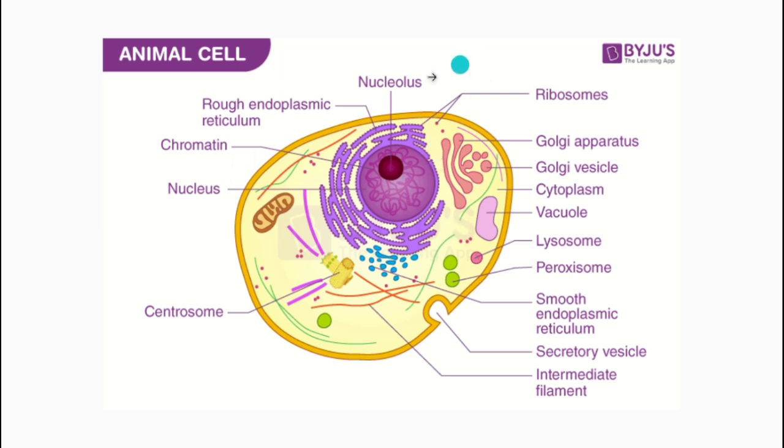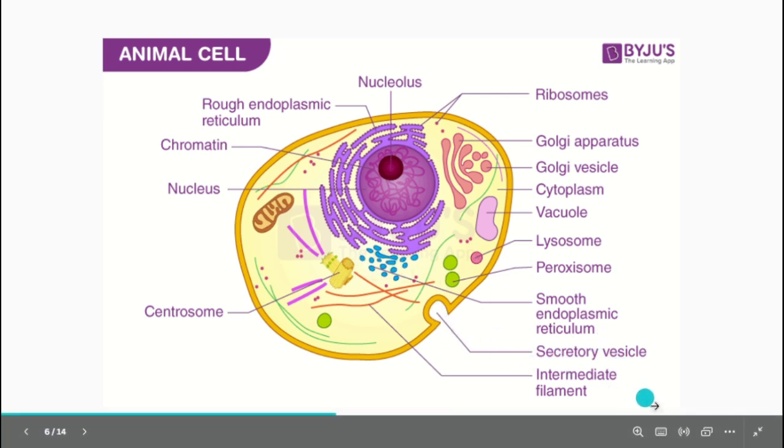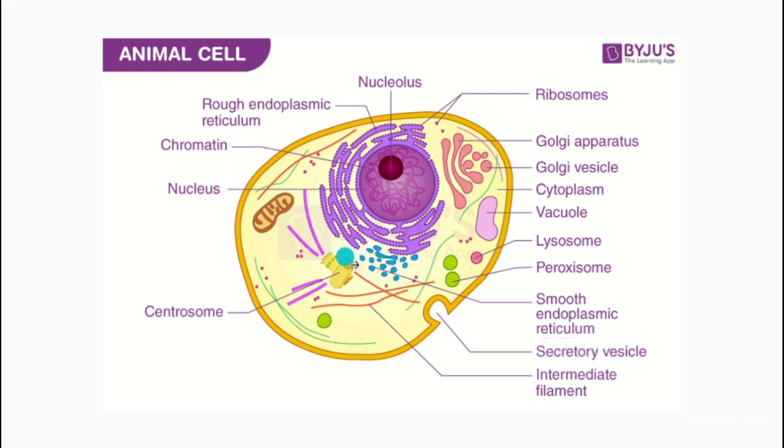And then you have the rough endoplasmic reticulum, and if that's the rough endoplasmic reticulum, over here should be the smooth endoplasmic reticulum. It's not really differentiated, but yeah. Your nucleolus, ribosomes, Golgi apparatus, Golgi vesicle, cytoplasm, vacuole, lysosome, peroxisome, smooth endoplasmic reticulum. So okay, here it is, smooth endoplasmic reticulum. This diagram is a bit different, but so rough and the smooth endoplasmic reticulum, and then the secretory vesicle, intermediate filament. So I guess this is the smooth endoplasmic reticulum.